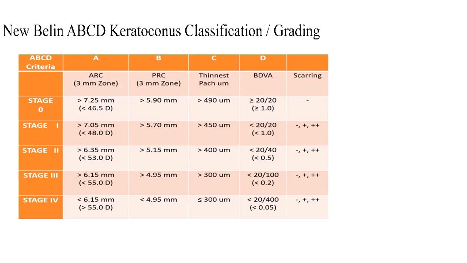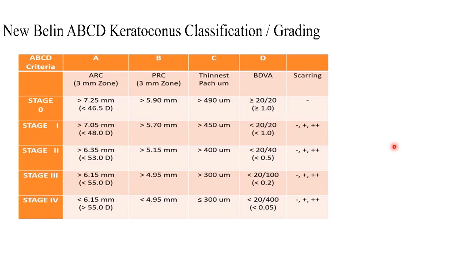This is the latest ABCD classification or staging system. It starts from stage 0. This is a new addition or upgrade in the classification, because previously there was no stage 0. And stage 0 doesn't mean that the patient is normal, but that he has early keratometric changes of keratoconus, and this is given stage 0. It continues up to stage 4. So we have 5 stages, and each stage has specific changes in A, B, C, and D. So this is the new Belin ABCD classification, staging, or grading system.